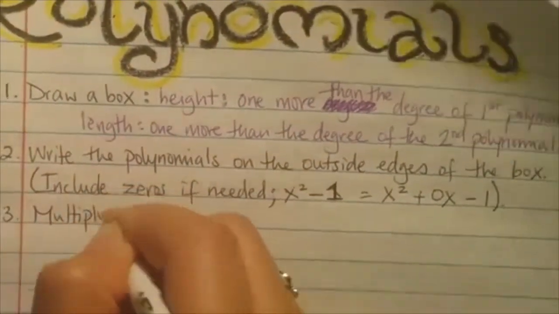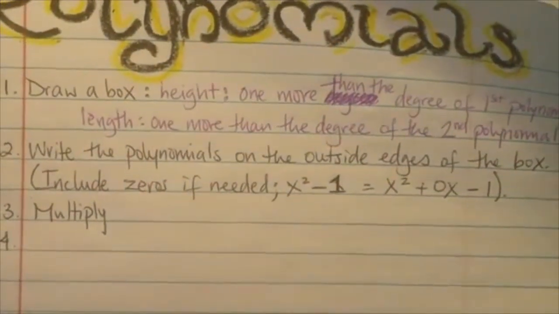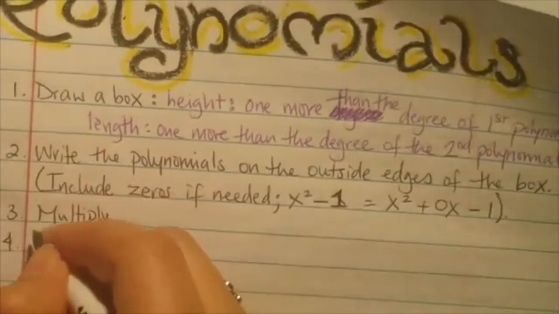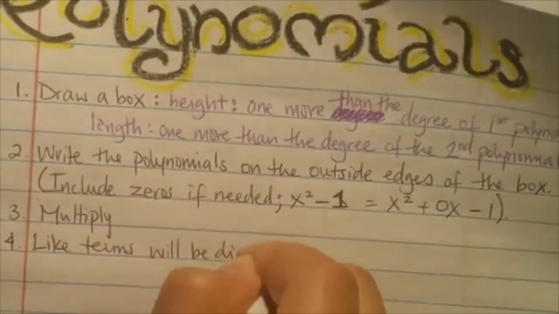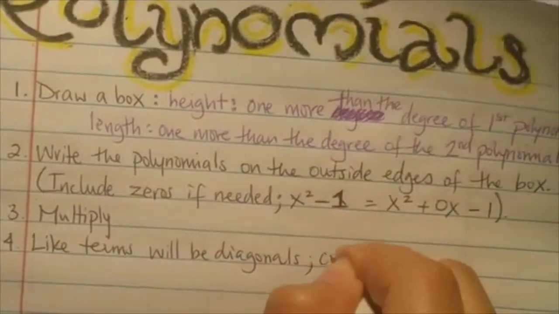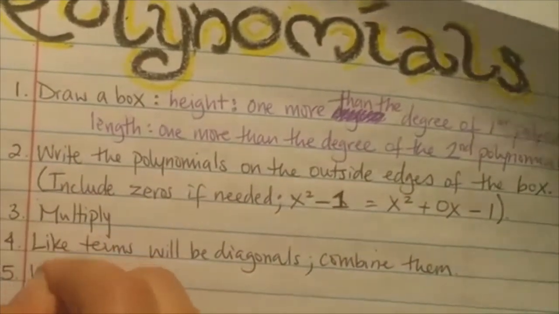Number 3, multiply. Number 4, like terms will be the diagonals. Then combine them. So this is actually exactly the lattice multiplication. Alright, then number 5, write in standard form.